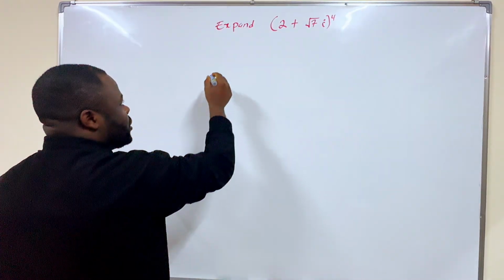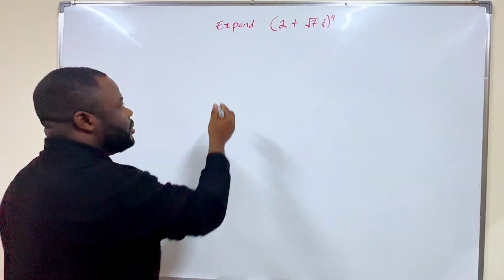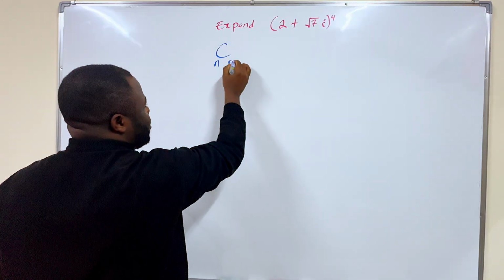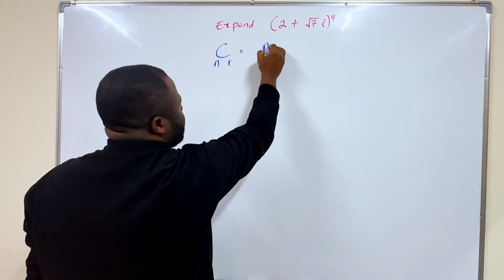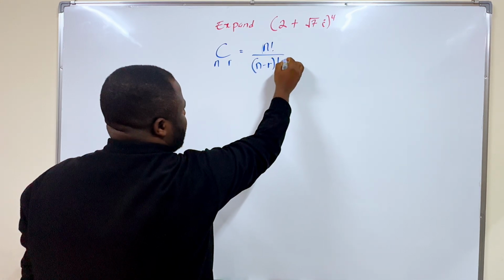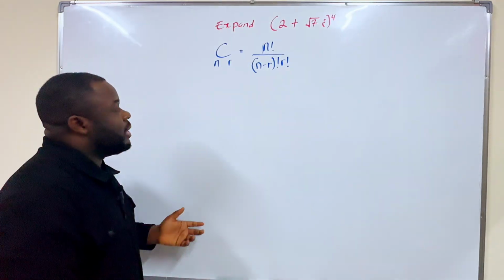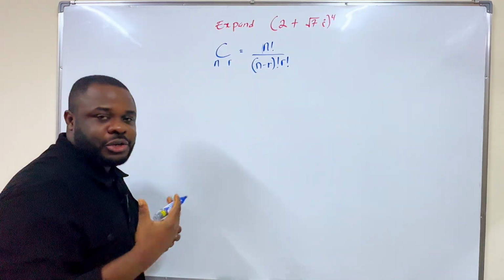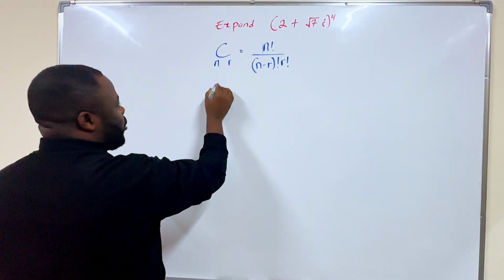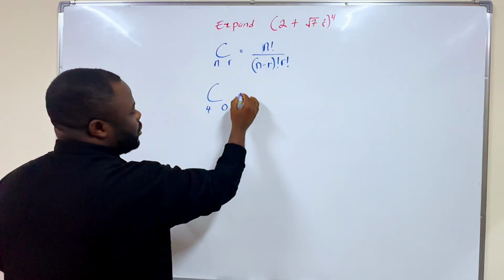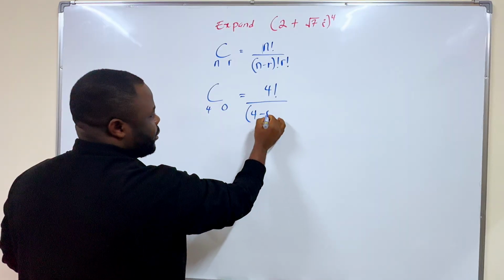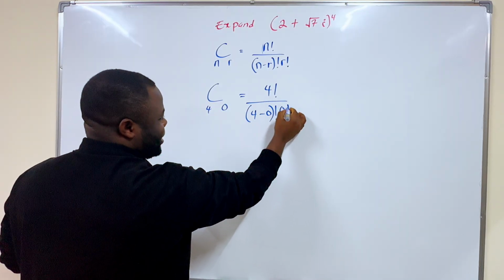So our combination method, if you have been following this channel, you know that we've talked about combination method a lot. So combination nCr equals n factorial over n minus r factorial, then r factorial. Okay, so the next thing we are going to do is find the coefficients of the binomials. So it's going to be combination 4, 0. It will now be 4 factorial over 4 minus 0 factorial, then multiply by 0 factorial.